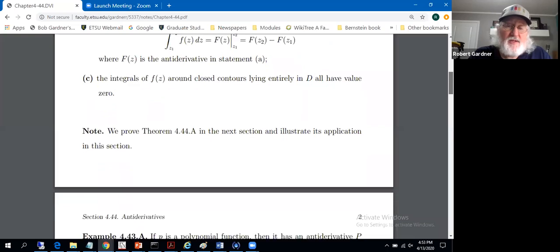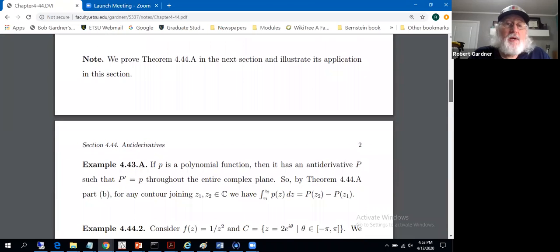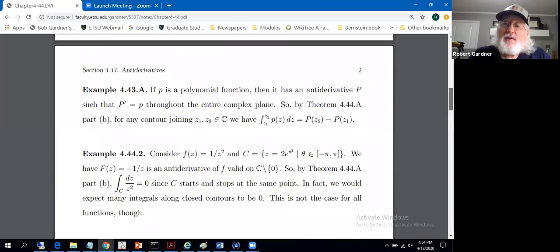And we've even seen some examples already about that. Proof of this is in the next section. Let's talk about using it in this section. Okay. If we had a polynomial function, excellent.